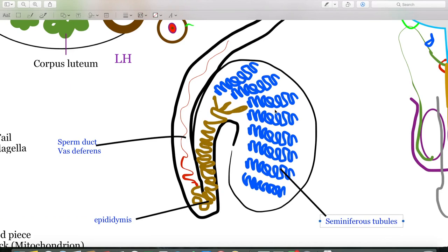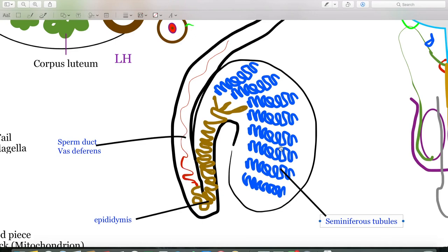And in each seminiferous tubule, the spermatogenesis process happens, which is a gametogenesis process, a process of making the gamete cells of the male reproductive system. So basically sperm cell production starts in the seminiferous tubule, and after that the sperm cells will move into the epididymis. This part of the testicles in between the sperm duct and the testicles is known as the epididymis, and the sperm cells will start to swim into the sperm duct or the vas deferens.